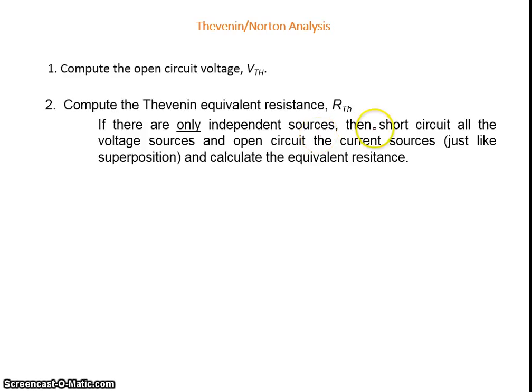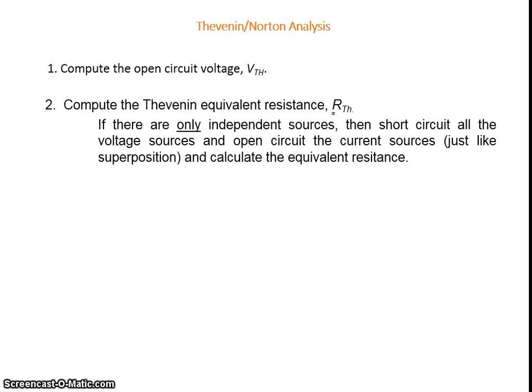That is, if you have a voltage source, we can short circuit it to make its effect 0, or if you have a current source, we can open circuit that in order to make the source effect 0. So this point is quite similar to when we apply the superposition theorem. So step 1 is for calculating the Thevenin's voltage. Step 2 is calculating the Thevenin's resistance.